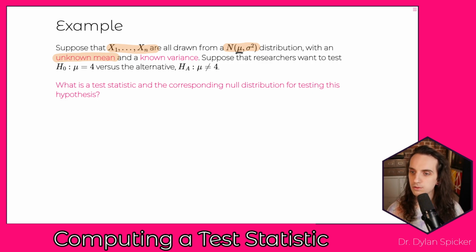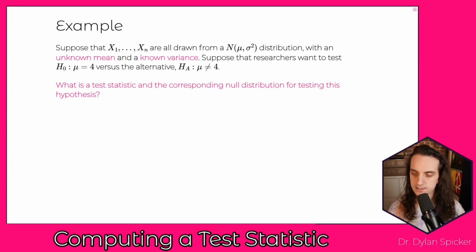But we do know the variance, right? So sigma squared is just some value that we actually do know the specific value of. And what we want to do is test the null hypothesis mu is equal to 4 versus the alternative that it's not equal to 4. What we're asked is to find a test statistic and the corresponding null distribution for testing this hypothesis.